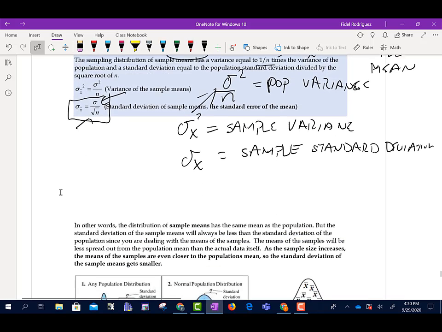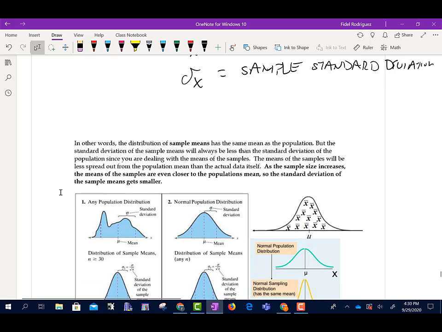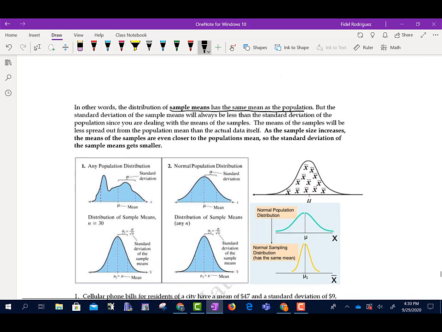So I'm going to scroll down here and let's see what it says. In other words, the distribution of the sample means has the same mean as the population, okay? But the standard deviation of the sample means will always be less than the standard deviation of the population since we're dealing with the means of the samples, okay?